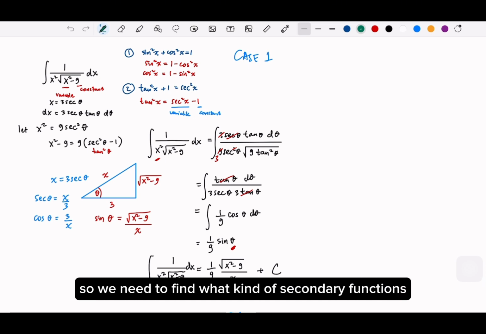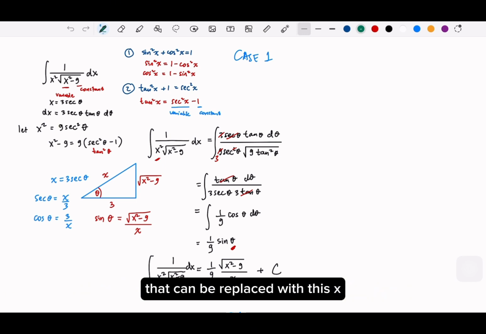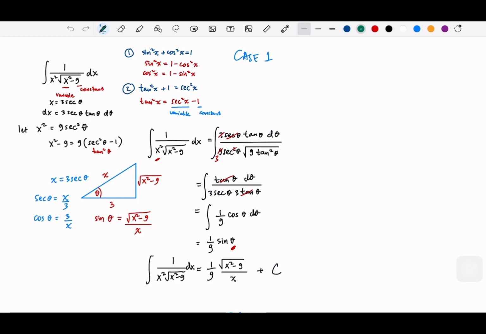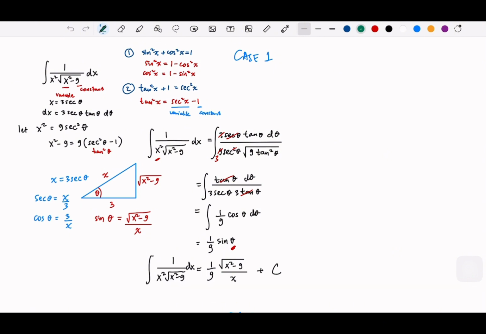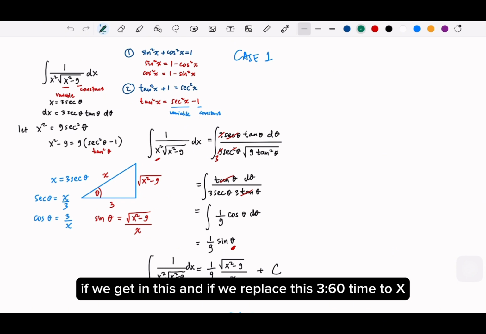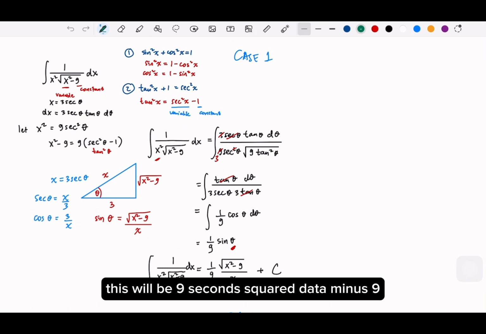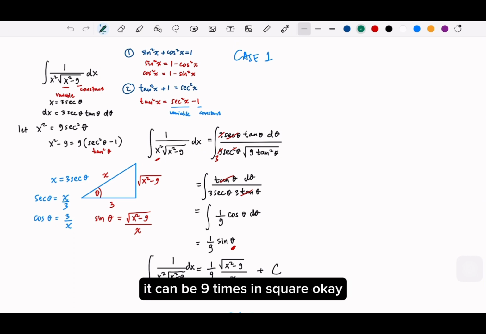So we need to find what kind of trigonometric function can replace this x. You also need to consider the 9. Consider 9 as 3 squared. So if we take x as 3 secant, and introduce a new variable theta, and replace x with 3 secant theta, this will be 9 secant squared theta minus 9, which can be 9 tangent squared. So if we substitute this, it perfectly fits our equation.